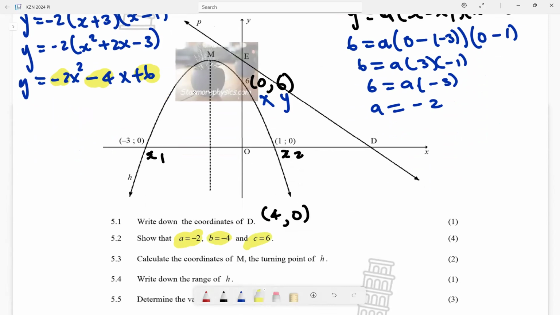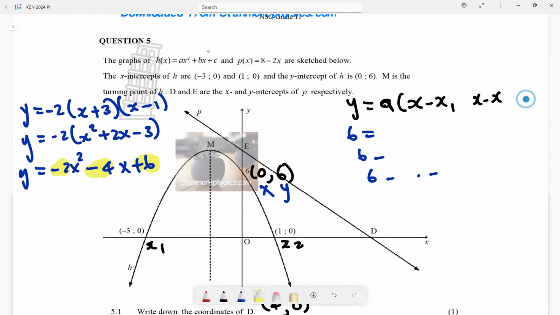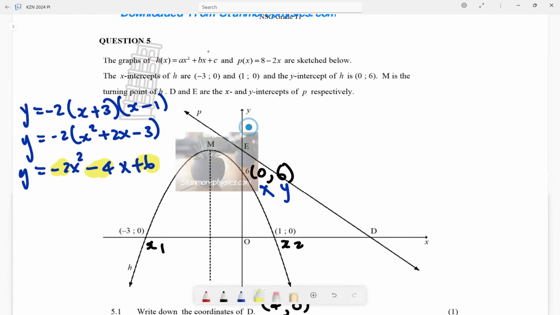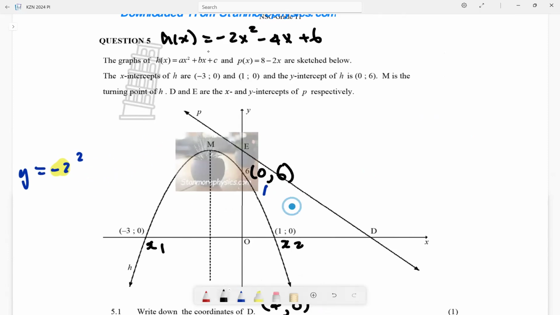Then it means we are good. We now know the equation thereof. Yes, I can just erase that quickly and say now we are in a position where we know the equation of our function. What is the equation of our function? Let me write it here. h of x is equal to negative 2x squared minus 4x plus 6. Good.